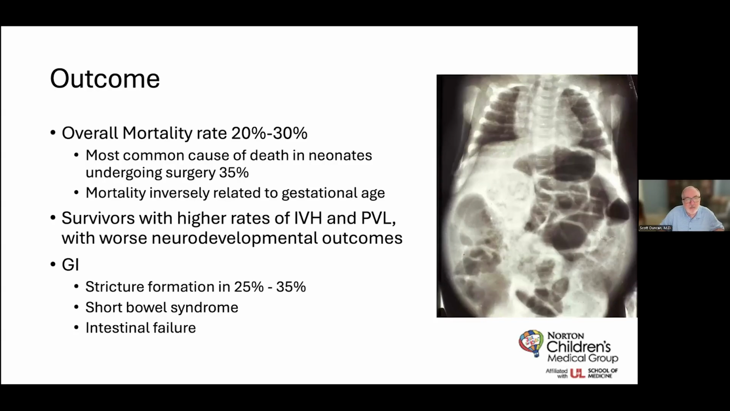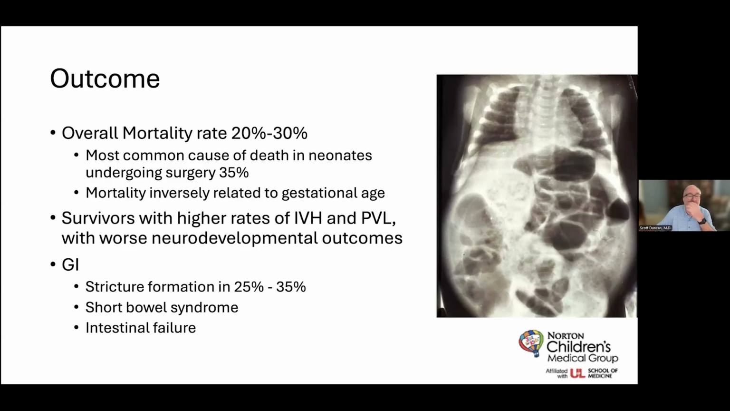Overall outcome, the mortality rate is 20 to 30%. The picture on the right is a patient with fulminant NEC. It's the most common cause of death in neonates undergoing surgery, about 35% mortality rate. And again, like the other things we talked about, the mortality rate is inversely related to the gestational age.